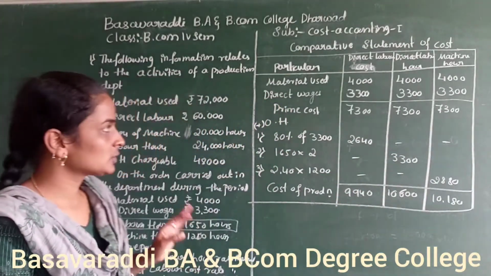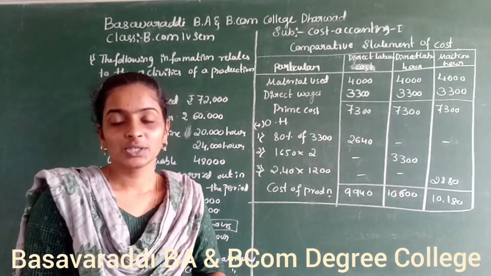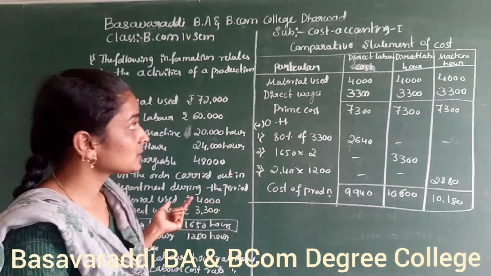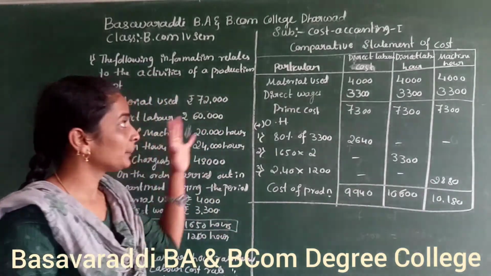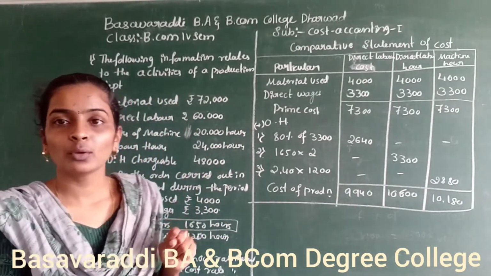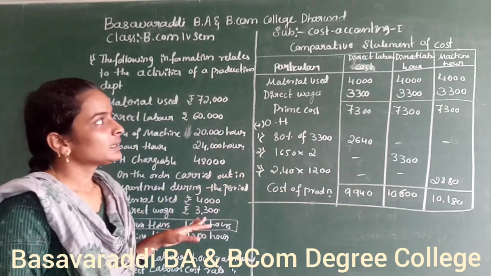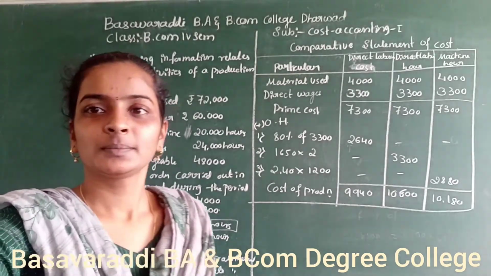Okay, I hope you understood the problem: how to calculate the direct machine hour rate, wages, labor cost, next the direct machine hour, and then the comparative statement. This is for 15 marks in your examination in Section C. Okay, I hope you understood.